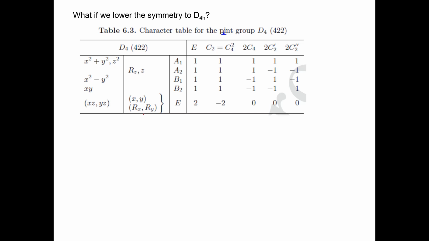So D4h is equal to the direct product of D4 with the inversion group. And once again, when you do this, I'm not going to write it here, but remember, instead of 5 irreducible representations, you're going to have 10 irreducible representations. Half of them are going to be even, and the other half are going to be odd under inversion. Okay, and you also have twice the number of classes.